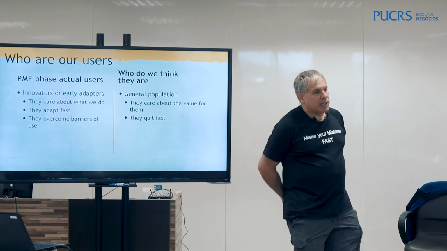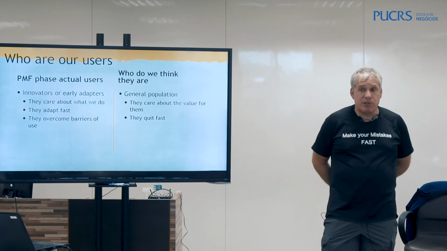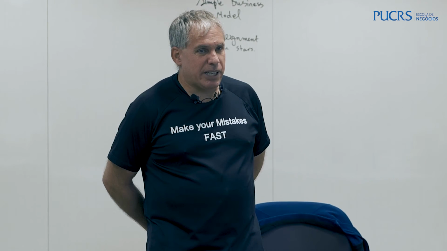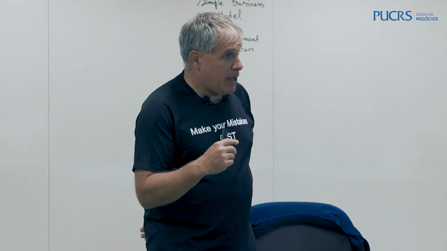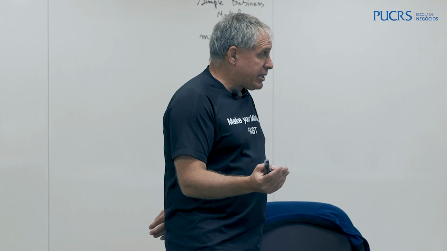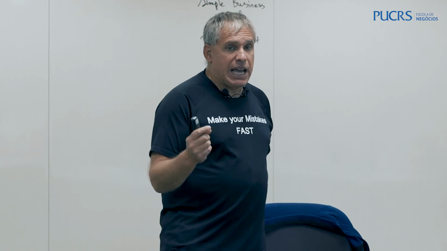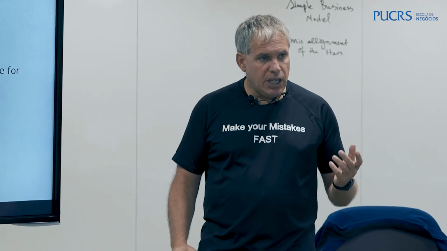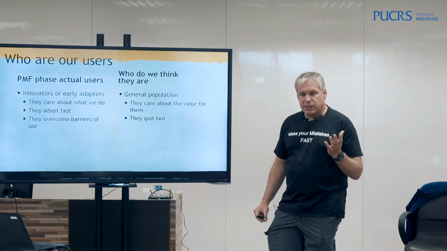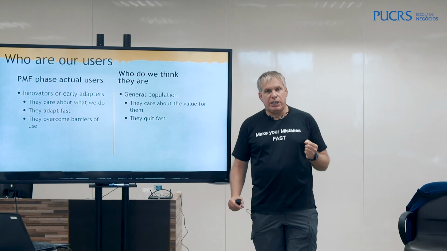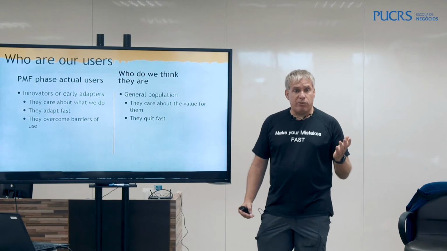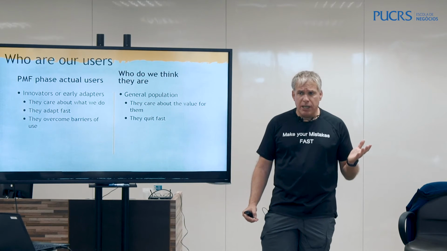So we build a product for the early majority, but we don't get to see the early majority of the users at the beginning. Or in our dream, we build a product for the early majority. But in reality, the users that we have at the beginning are innovators and early adopters. And what it means is that things that will eventually become a barrier seem to be straightforward at the beginning.